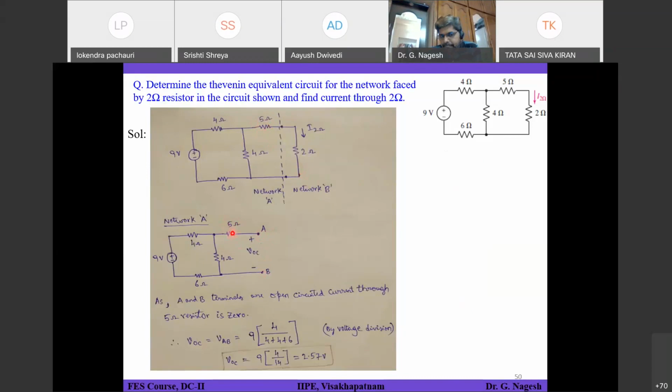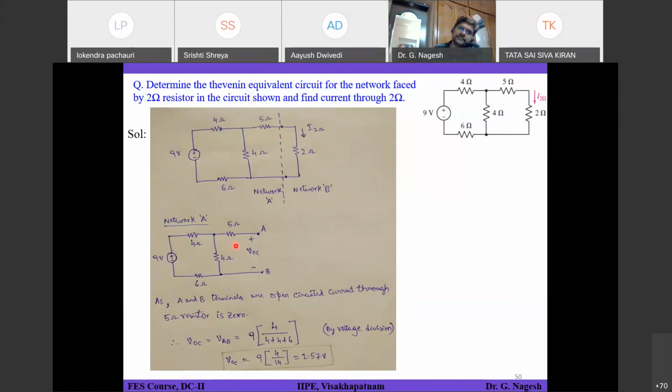So the voltage across the 4 ohm resistor is the same as the voltage across AB. Yes, correct, you are right. Since no current is flowing, the voltage across AB is the same as the voltage across the 4 ohms. But when we join the 2 ohm resistor, which is RL, to terminals A and B, then there is also a voltage drop across the 5 ohm resistor as well as the 2 ohm resistor.